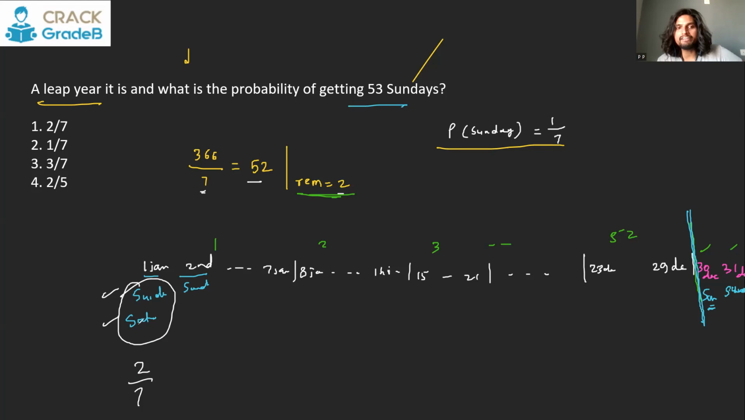So we have 2 favorable cases out of 7. If the 1st January is Saturday, then also there will be 53 Sundays. And if the 1st January is itself Sunday, then also there will be 53 Sundays. So that means we have 2 favorable cases for the 1st January out of 7. So the probability is going to be 2/7 for 53 Sundays. Easy. Let's see one more.